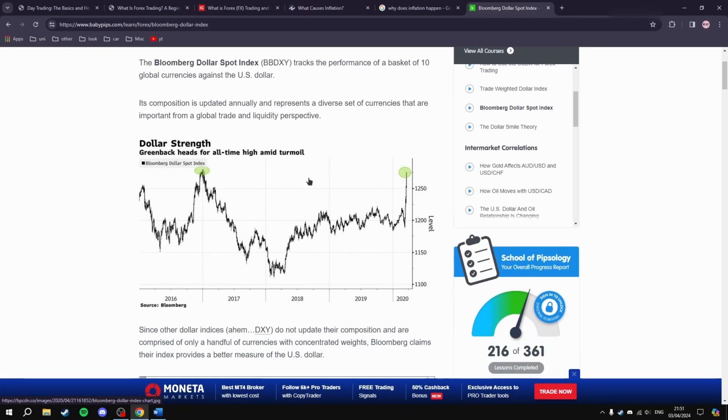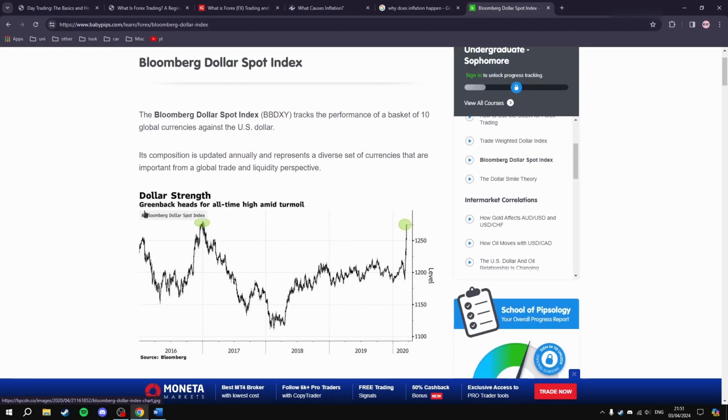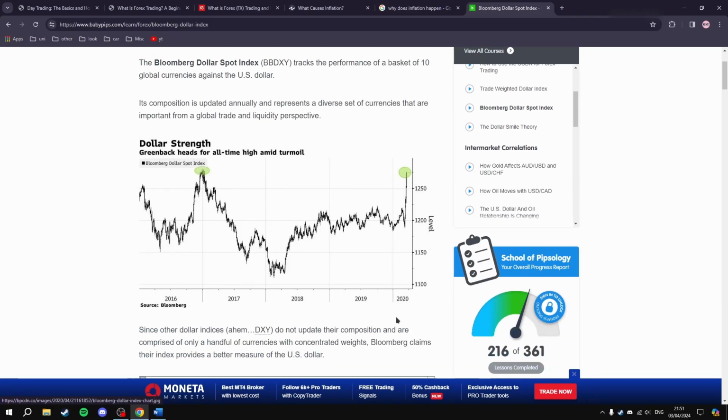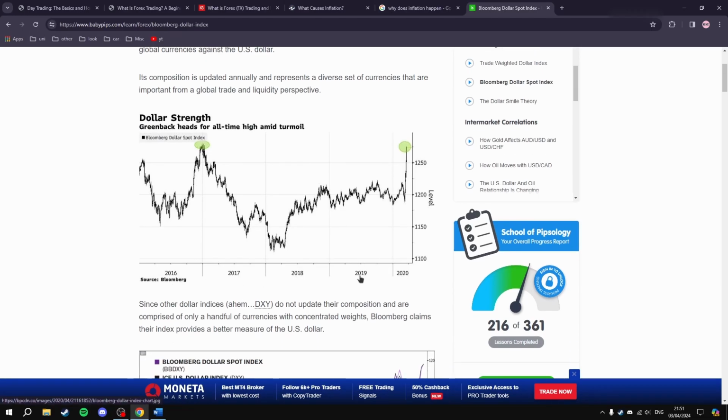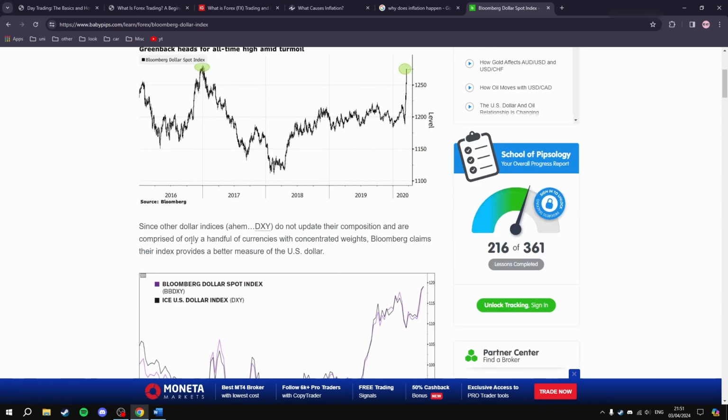So this is the Bloomberg dollar spot index. Dollar strength, heads for all-time high amid turmoil. 2016, 2017, 2018, 2019, 2020, levels 1100, 1150, 1200, 1250. It says other dollar indices, like the DXY, do not update their composition and are comprised of only a handful of currencies with concentrated weights. Bloomberg claims that its index provides a better measure of the US dollar.